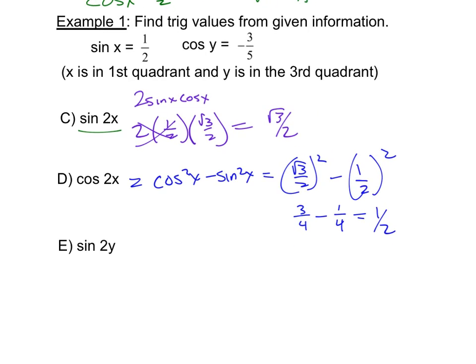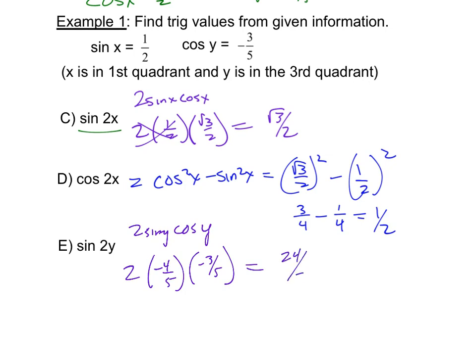The last one, sine of 2y. Sine didn't change, or double sine of 2y didn't change. So you're going to go 2 sine y cosine y. So you're going to go 2 times negative 4/5 times negative 3/5. So multiplying all that together, you end up with 24 over 25 positive. That's your answer.